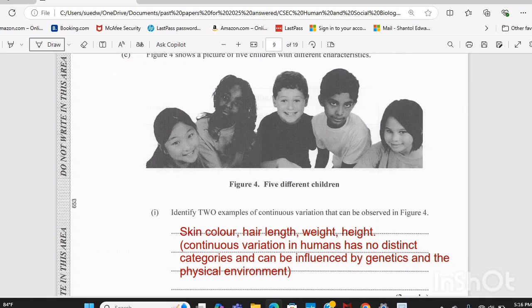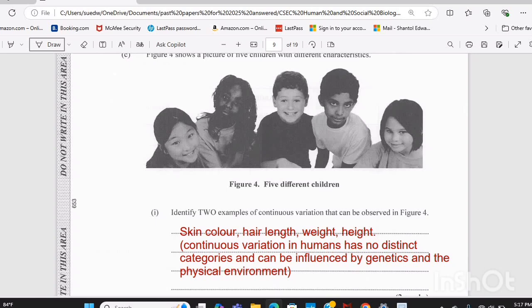So the continuous variation characteristic that you can observe from this picture would be skin color. So if you realize there are different shades, it's not just white or black. We have various shades of skin color. Hair length is also one. Remember, your hair length could be a cause of your genetics, but it can also be influenced by your environment, right? So if you are living somewhere where you are not getting a lot of nutrients, it might limit your hair growth. It could also be that you cut your hair because that is the style you prefer.